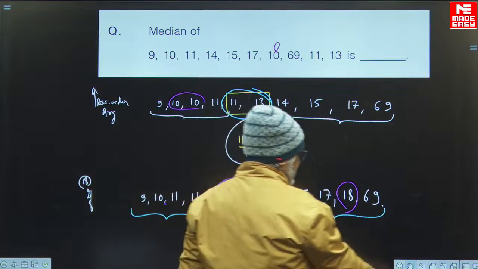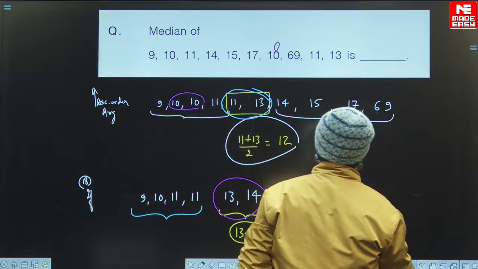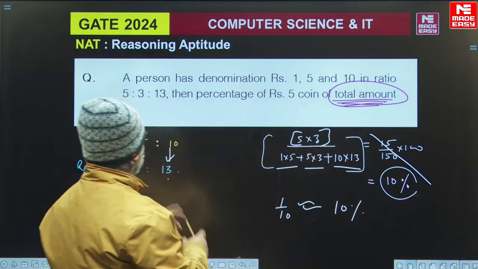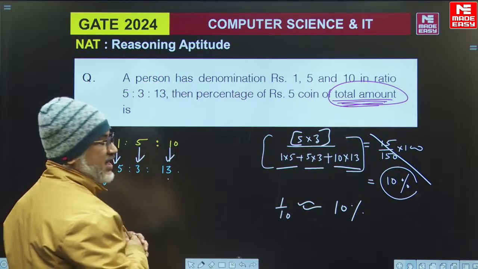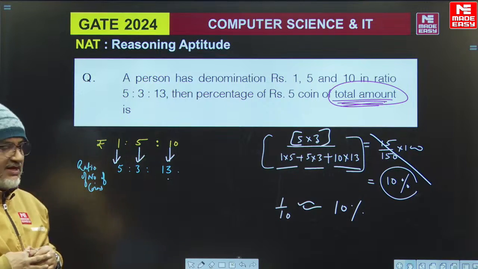Median, I have already explained in great detail. Number of terms are even, the two intermediate terms' arithmetic mean will become median. The two middle most terms, their arithmetic mean will qualify as the median for the data.